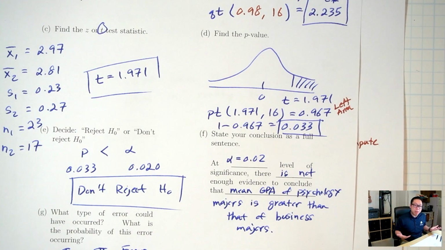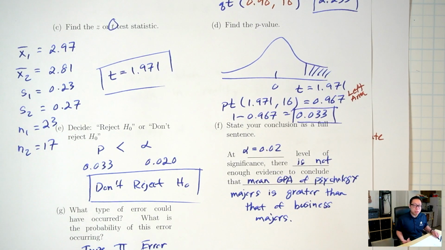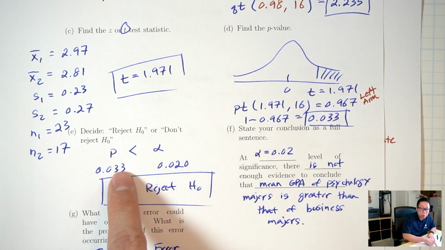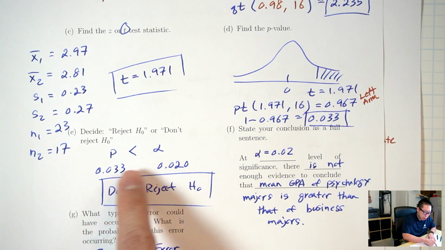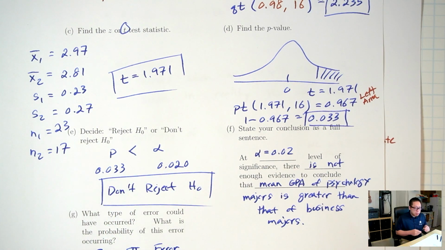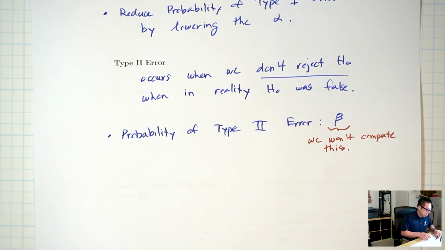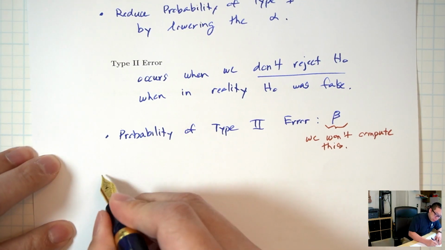So why is the data telling us to not reject? What's happening here is that the p-value is not low enough, right? The p-value just happens to be not low enough for us to get a reject. So how do you reduce the probability of a type 2 error?